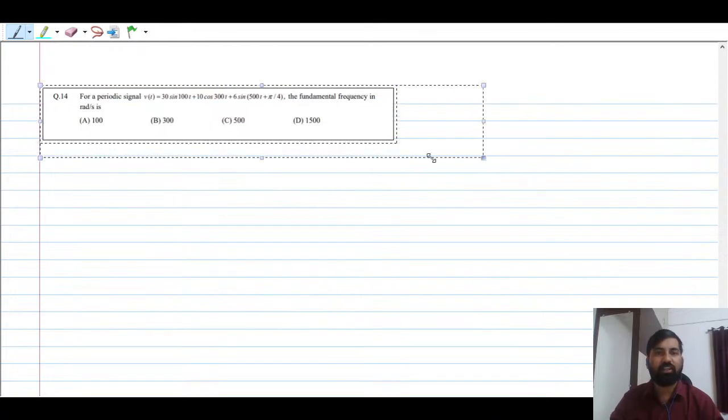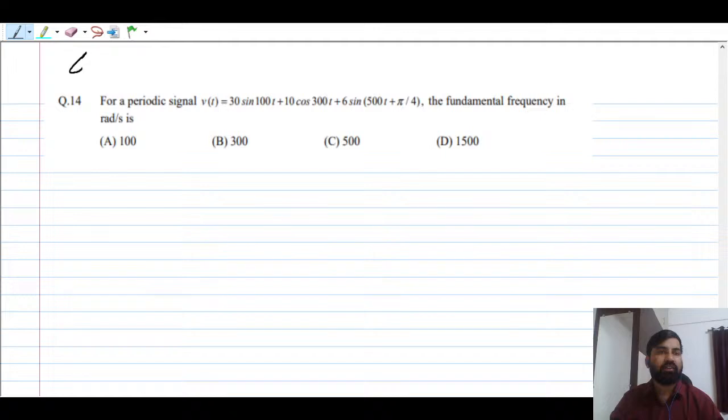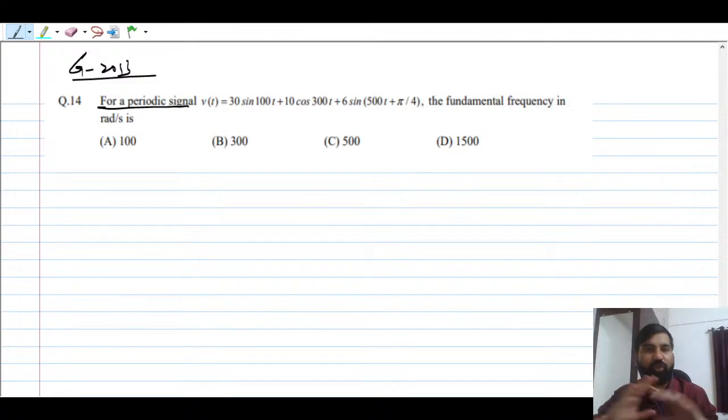This question came in GATE 2013, for a periodic signal. Already they have said that it is a periodic signal, so you don't have to check. See, in the question if they have mentioned that the given signal is a periodic signal, you don't have to investigate whether the given signal is periodic or not. It will be periodic only, right? And you have to find the fundamental frequency in radian per second. So it is very simple, the same as the question I have given you.